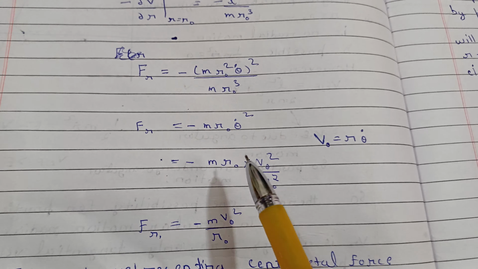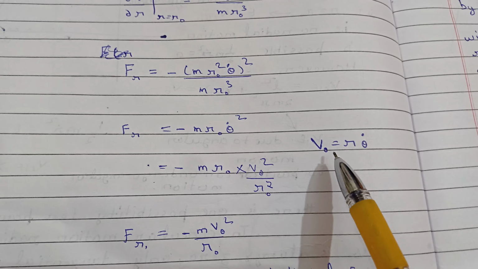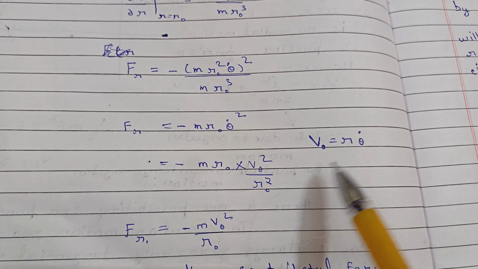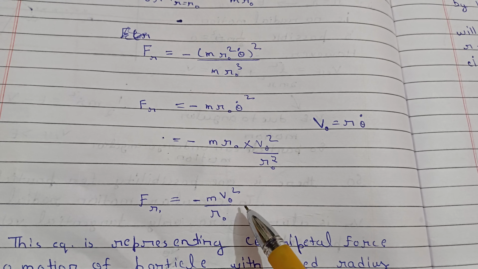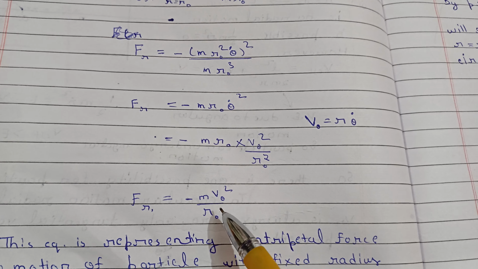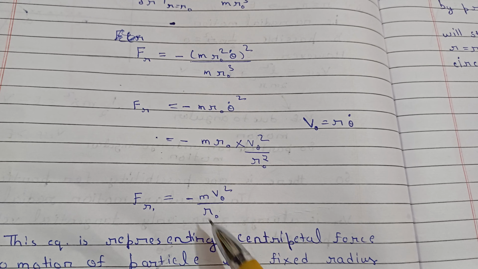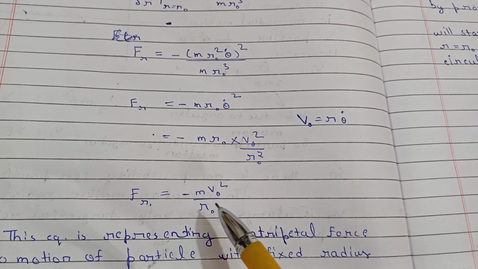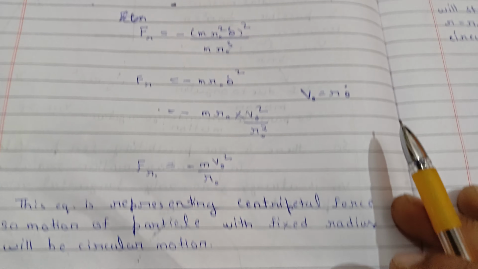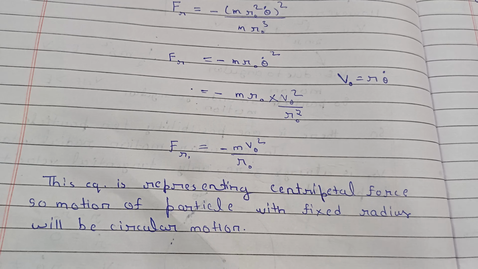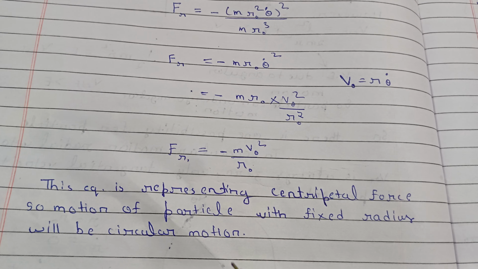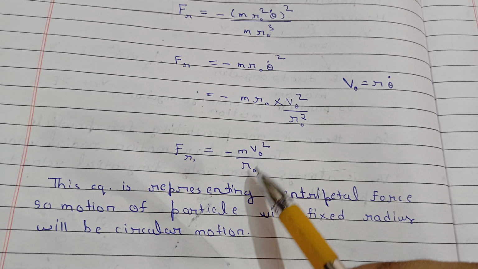Okay, so we know what theta dot is from here, it will be v theta divided by r, so we get this. Now Fr is nothing but minus m v theta square divided by r naught. So see, this is nothing but the central force equation, the centripetal force equation, m v square over r. And you see that this depends only on r naught, and r naught is constant, so it will be circular, meaning r naught is not changing.